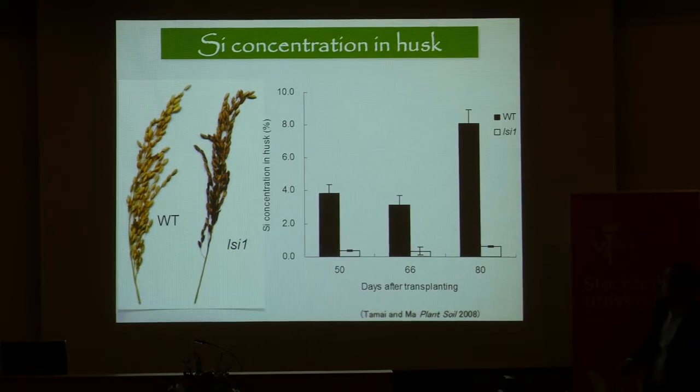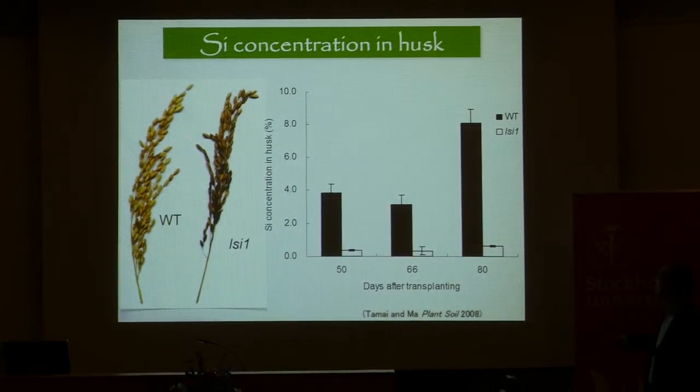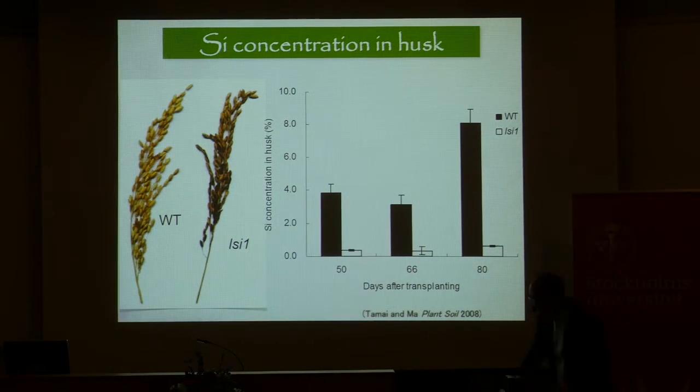Silicon is deposited at different organs. In case of rice, most silicon is deposited in the husk of rice grain, and this deposition is very important for higher production of rice.